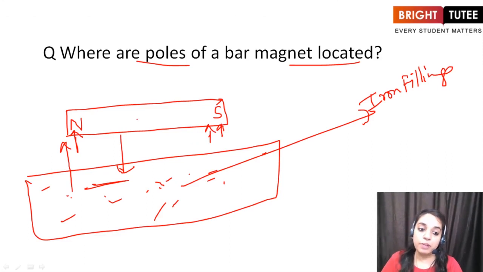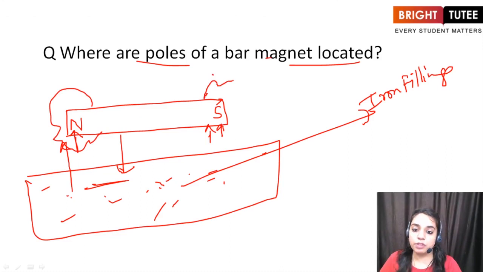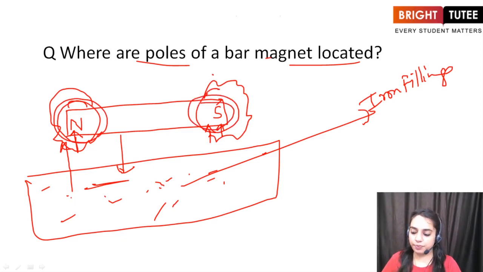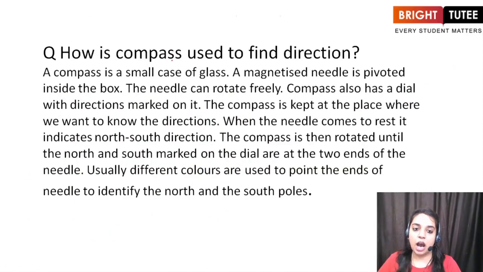You will observe that most of the iron fillings were clinging to the poles of the magnet. This indicated that poles are at the edges of this bar magnet. Then the next question is, how is a compass used to find direction? So children, how is a compass used to find direction?